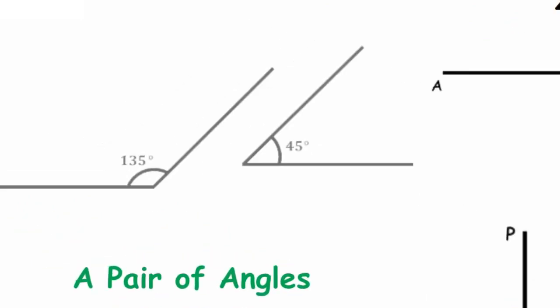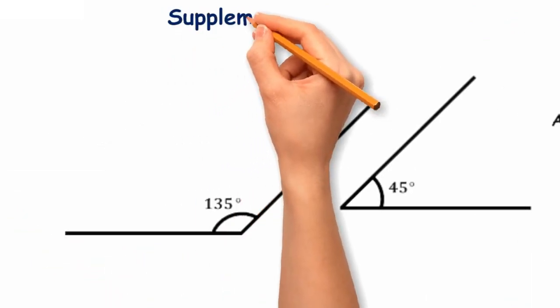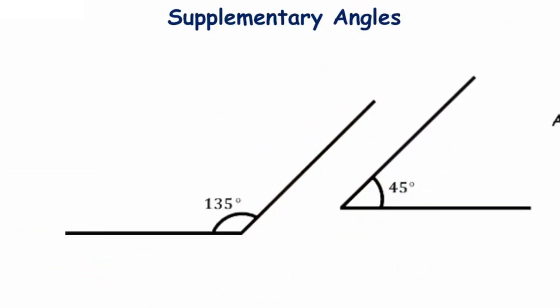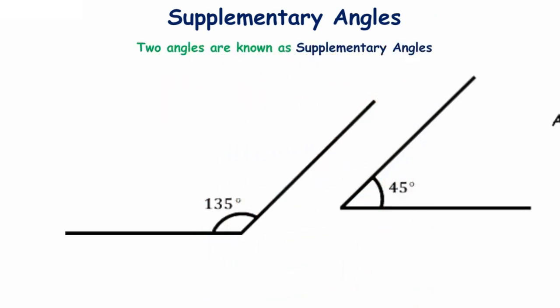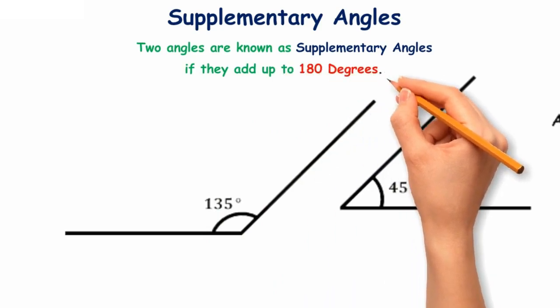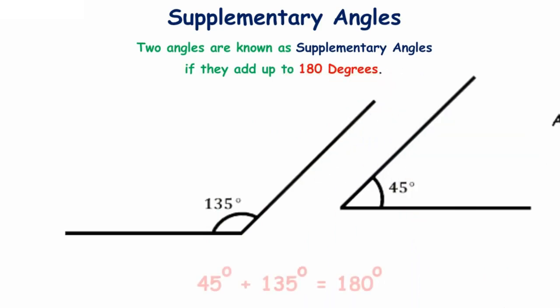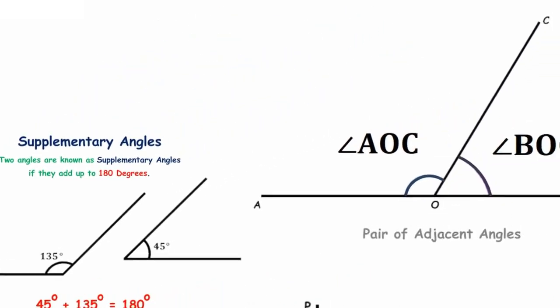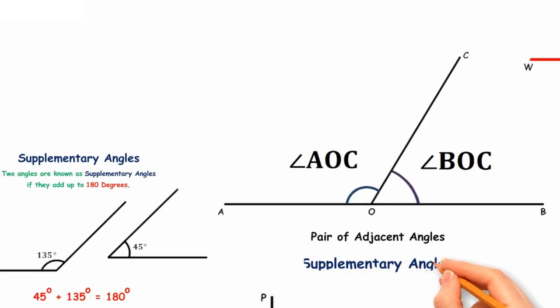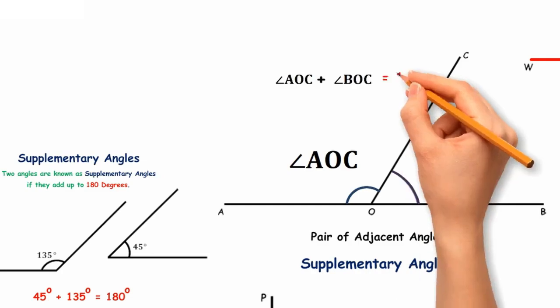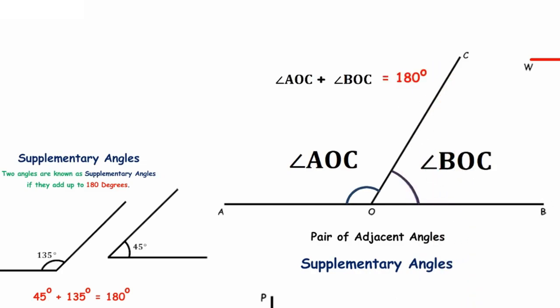Now, the second one is supplementary angles. Two angles are known as supplementary angles if they add up to 180 degrees. A pair of adjacent angles can also be supplementary angles if the sum of the adjacent angles equals 180 degrees.